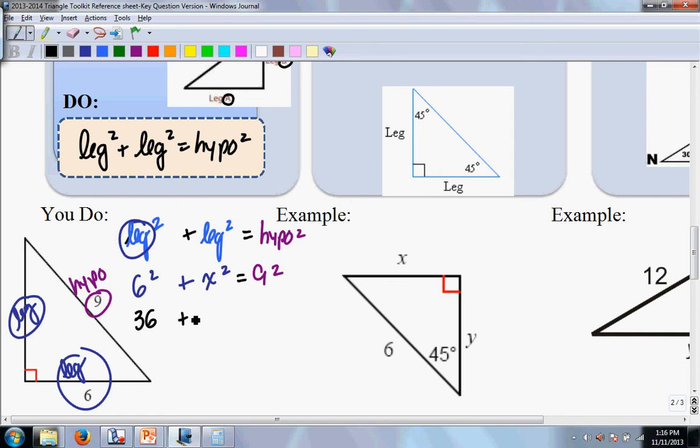Now you work it out, so I have 36 plus x squared equals 81. I'm going to minus 36 both sides. I'm going to end up with x squared equals, that's 45.